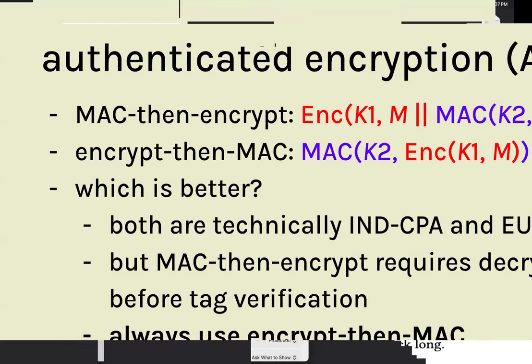So for authenticated encryption, we have two methods. We have MAC then encrypt, and we have encrypt then MAC. Which is better? Both of them are technically IND-CPA secure and MU-CPA secure, but MAC then encrypt requires decryption before tag verification. The lesson is to always use encrypt then MAC, because if you MAC then encrypt, you will be forced to essentially decrypt some message of unknown origin that you haven't verified on your own machine, and this can be vulnerable to side channel attacks and whatnot.